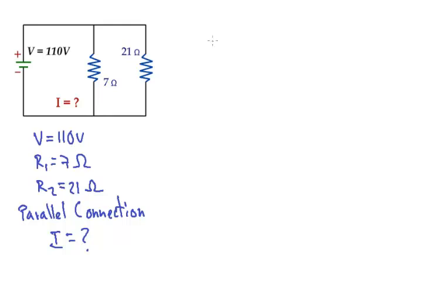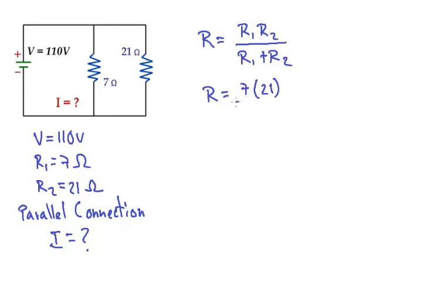So how do you find that main resistance of the circuit? Well, if it's parallel, there's a formula, which will be this one. All we need to do is substitute. So resistance 1, which is 7, times resistance 2, which is 21, divided by the sum of them. So 7 plus 21 is 28, so I'll divide by that. If I do those operations, I'll get 5.25 ohms. That will be the resistance of the circuit.